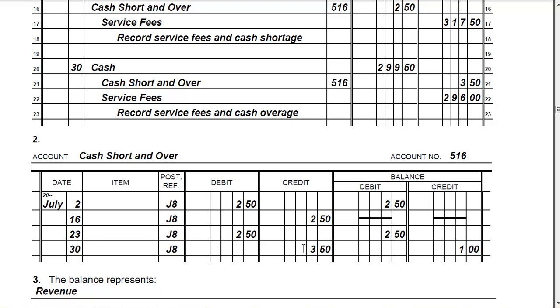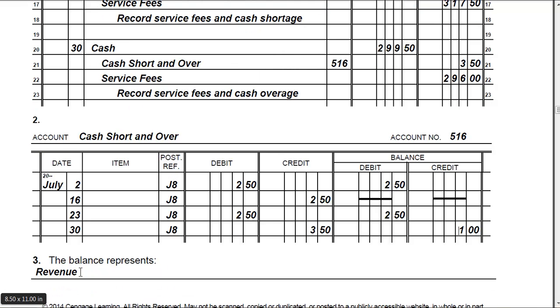So remember, we find the difference. So I have a $2.50 debit minus a $3.50 credit, ends up giving me a positive, or not a positive, but a credit of $1. Okay, so after I post everything, this isn't normal for us when we post, but it switches whether I have an overall loss or an overall gain in this situation. So when it's all said and done, I made an extra $1, so the balance represents a revenue.